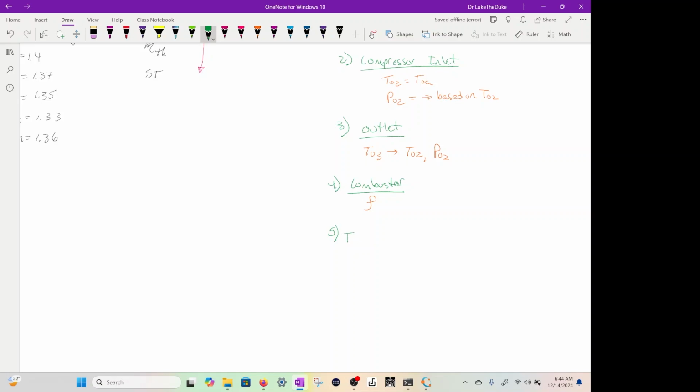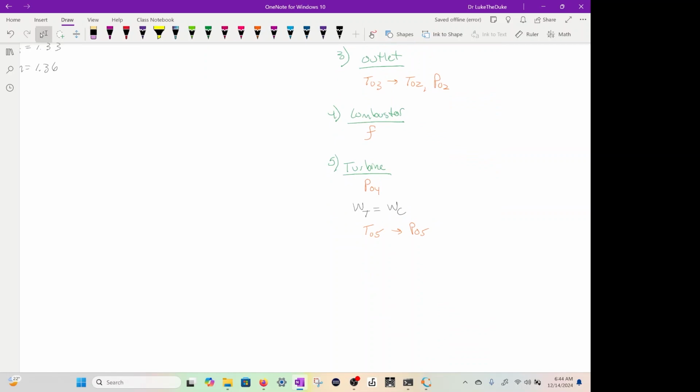About 5, we've got the turbine. P naught 4, based on the pressure ratio. And we're also going to assume that the turbine power equals the compressor power. And what's that going to provide us? T naught 5, with which we'll be able to find P naught 5. Cool. And then finally, the nozzle.